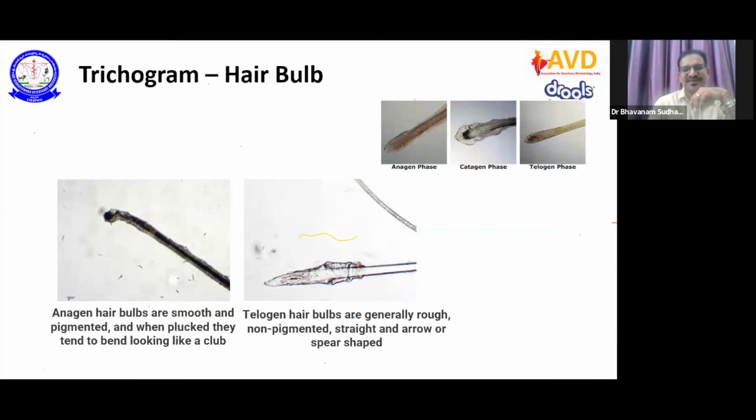What is the utility here? We are going to see the different stages when examining the hair bulb: anagen stage and telogen stage. Anagen we can see here, pigmented and round, looking like a club. Telogen is going to exhibit a pointed one, and there will be no pigment. It gives the stage of hair growth, whether growth is there or not.